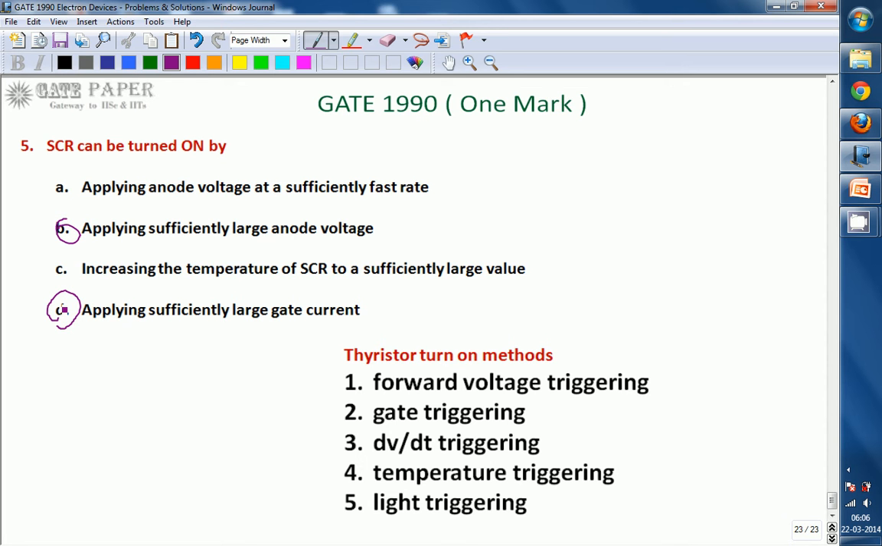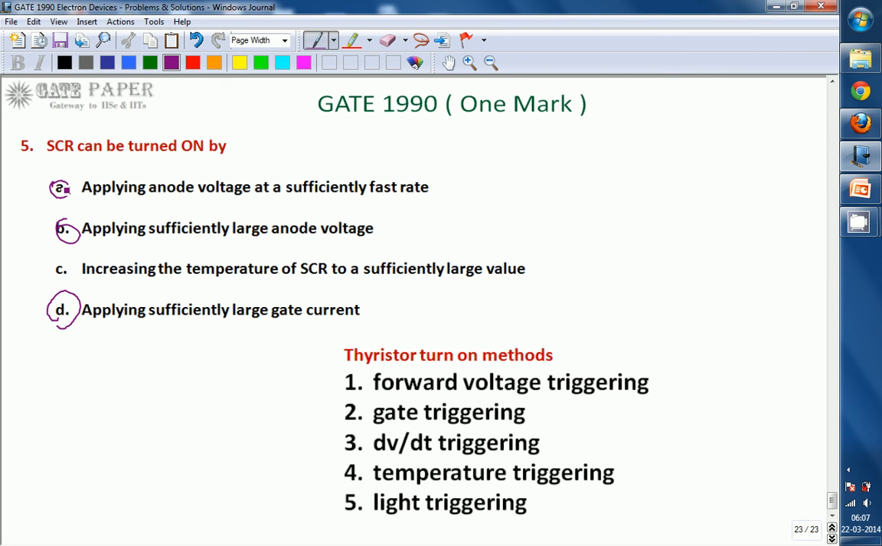And the third one is dV by dt triggering. Look at the first option: applying anode voltage at a sufficiently fast rate. That is nothing but dV by dt triggering, that is, the change in anode voltage with respect to time has to be fast. So A can be the answer.